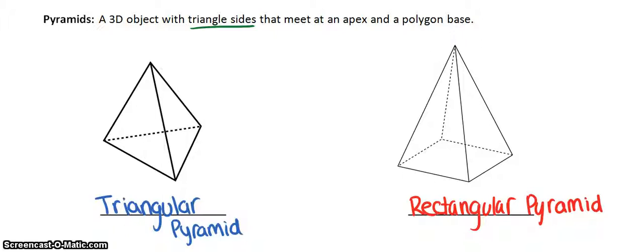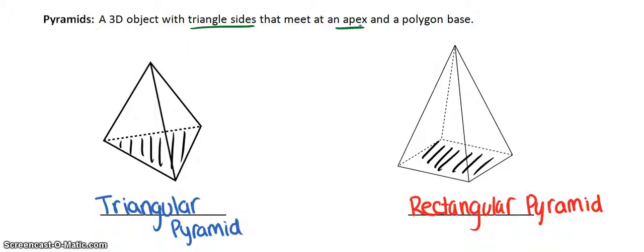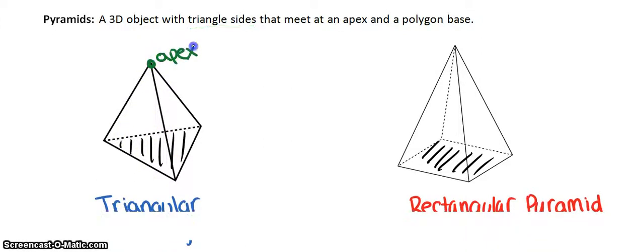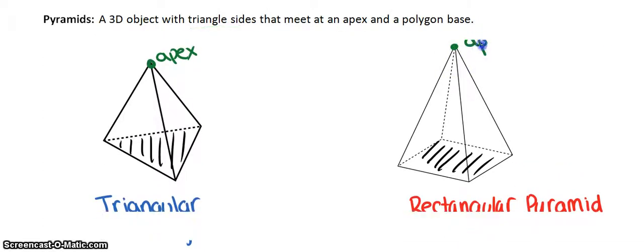And this one only has one base. So the base is whatever it basically sits on. So like this one sits on a triangle, that's why it's a triangular pyramid. Whereas this one sits on a rectangle, so it's a rectangular pyramid. Then you see this word apex. Apex is where all the sides meet. So all these triangles come up to this point here. This is called the apex. Or on a rectangular pyramid, this is called an apex.